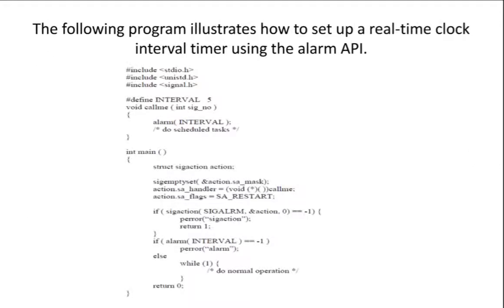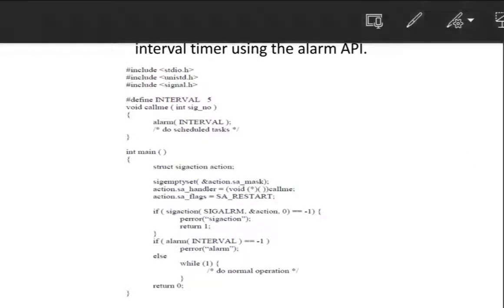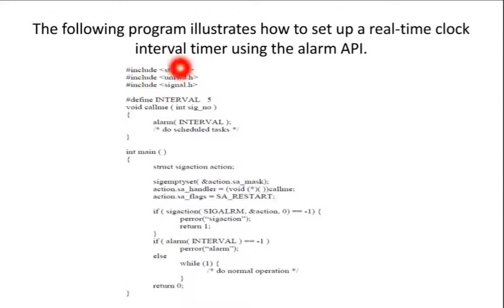You can see I defined the interval 5 here. It's going to do some scheduled task within that interval. After that, it can do its normal operation. But within that time in the interval, it can do some scheduled task.